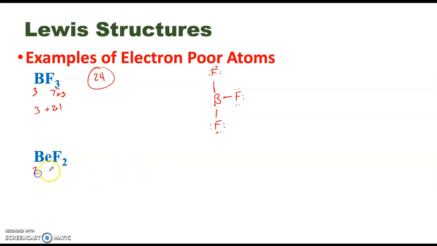Now beryllium has 2 valence electrons. Fluorine, 7 times 2, 14, so it adds up to 16. So then for beryllium is another one like this. It's got 1, 2 dots. Two bonding electrons, which are going to bond to a fluorine. I don't think the Lewis structure part of this is too tricky. The only thing you need to know is that beryllium is happy with 4 electrons around it.